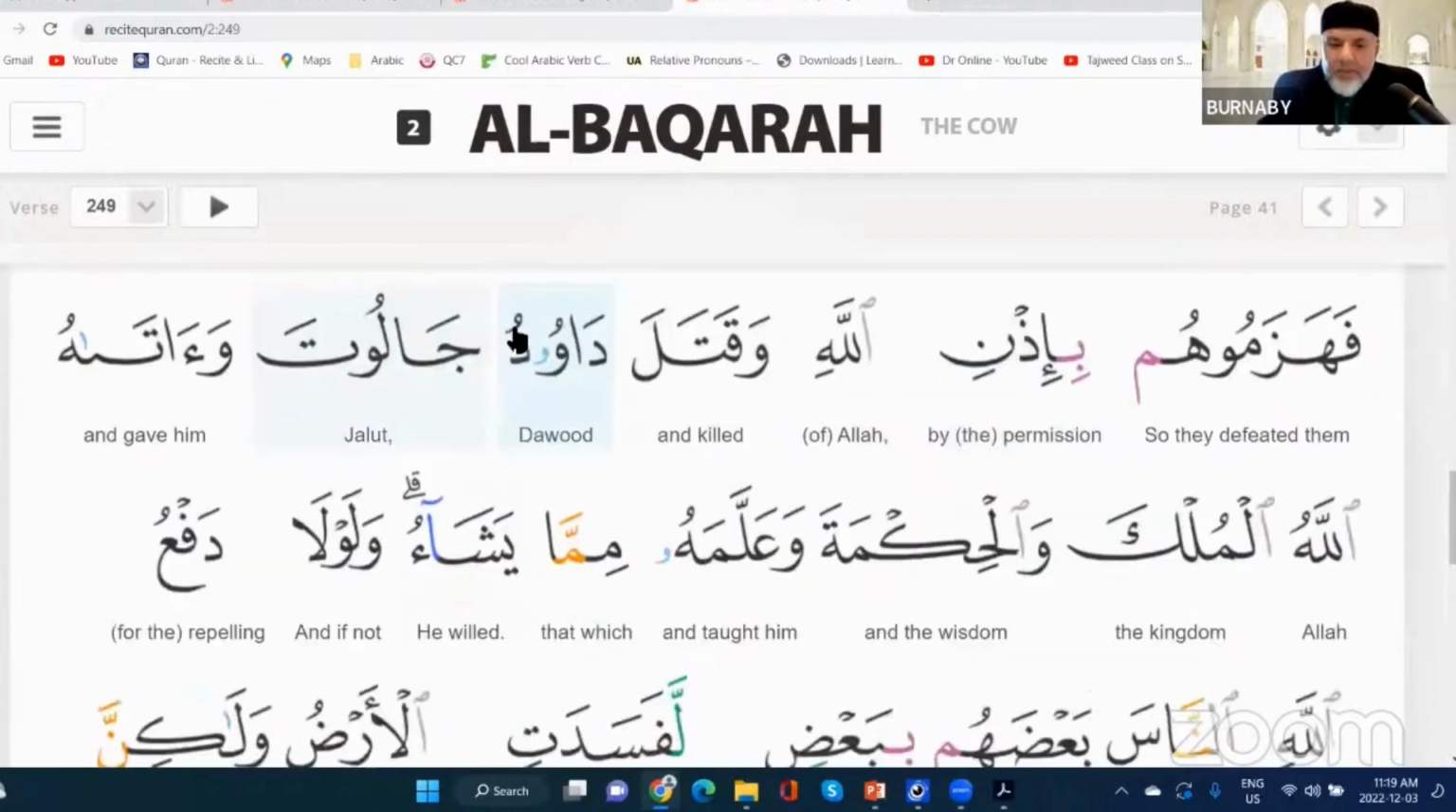وَقَتَلَ دَاوُودُ جَالُوتَ. Now, what is the translation? And killed Dawood Jalut. Now, who is the doer of the killing? Dawood. And Jalut is the one who's getting killed. So he is the object. Now how do I know this?